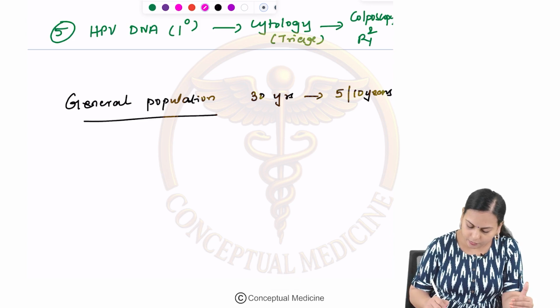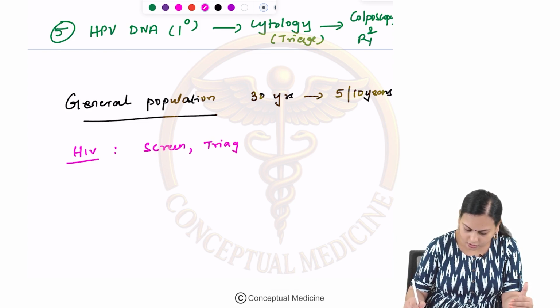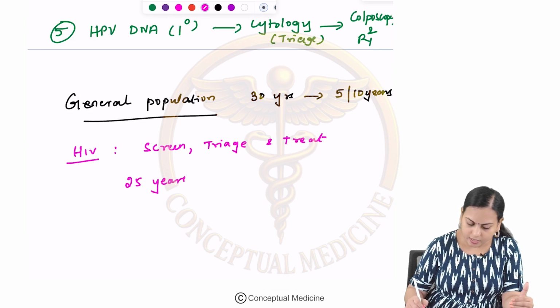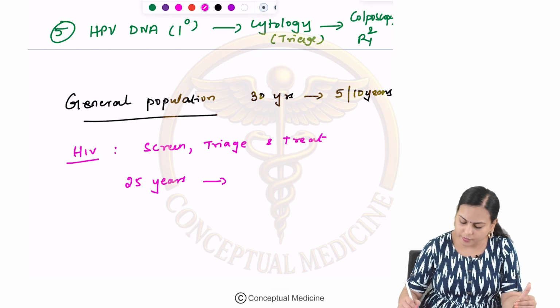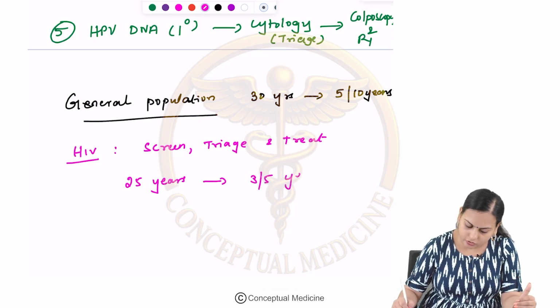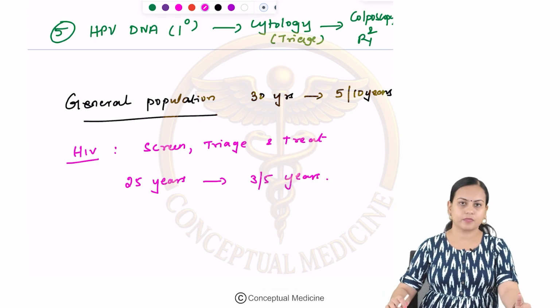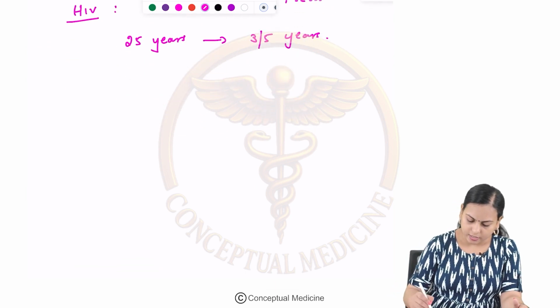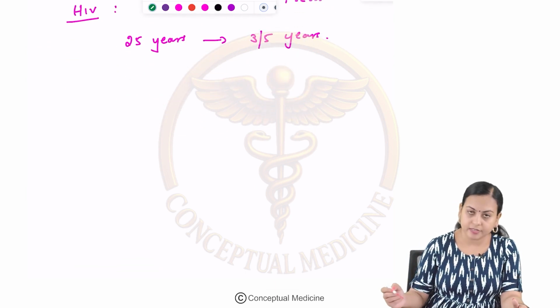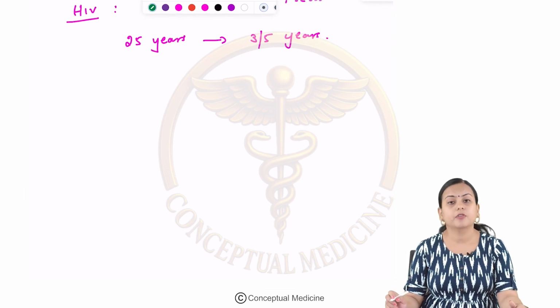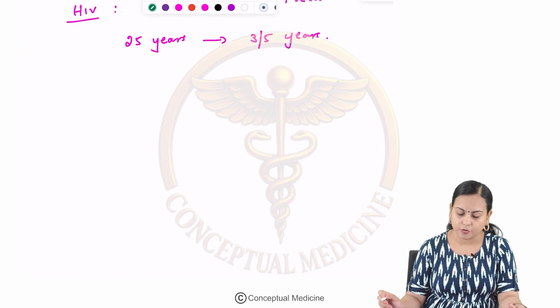Suppose the woman is having HIV, then you will offer her a screen, triage and treat approach. You will begin at 25 years itself, 5 years earlier, and regular screening should be offered every 3 to 5 years. Clear? Now, let's discuss some of the treatment modalities of cervical intraepithelial neoplasia.